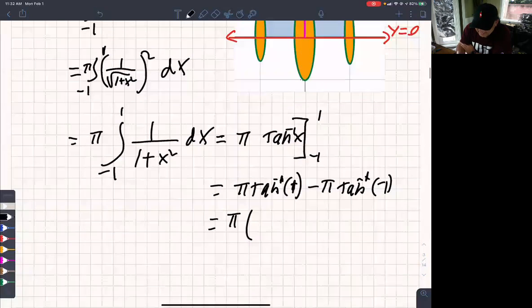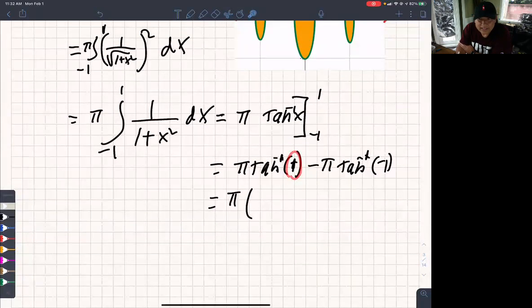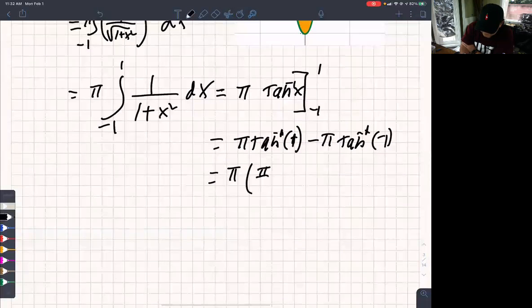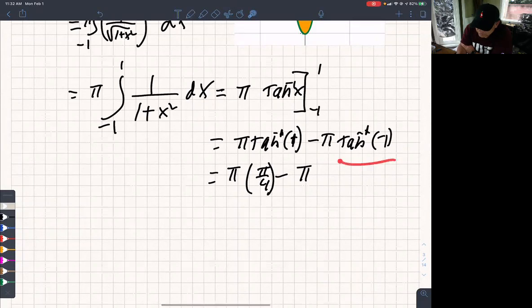And what angle has a tangent of 1? It's pi over 4. It's 45 degrees, so it's pi over 4, minus pi times, what angle has a tangent of -1? That's in the 4th quadrant. That's negative pi over 4.